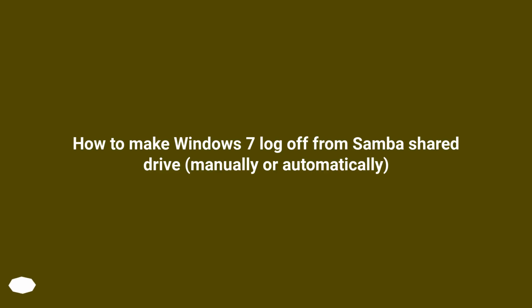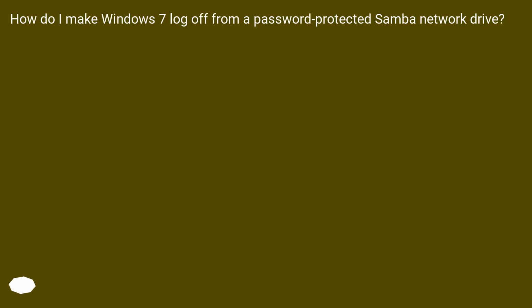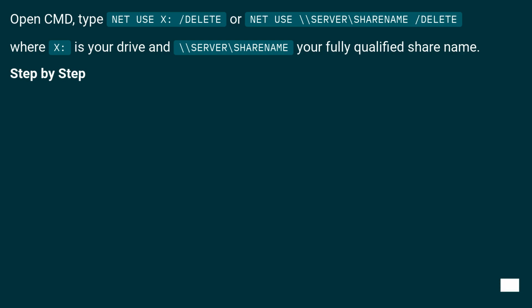How to make Windows 7 log off from a Samba shared drive, manually or automatically. How do I make Windows 7 log off from a password-protected Samba network drive? Open CMD, type net use x: /delete or net use v, where x: is your drive letter. Step by step.